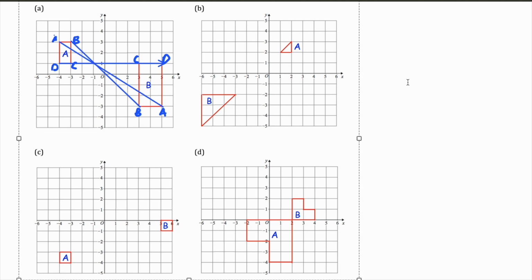All right, so I want y'all to try that. So just make sure the corresponding sides here, outer to outer, inner to inner. See what you get.